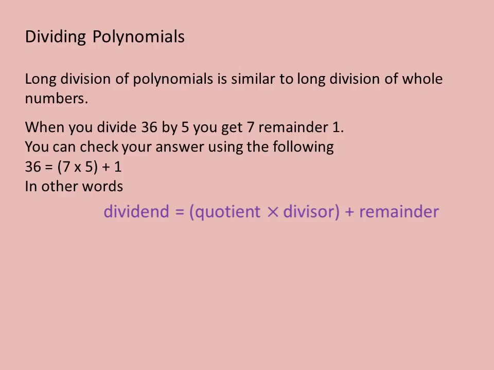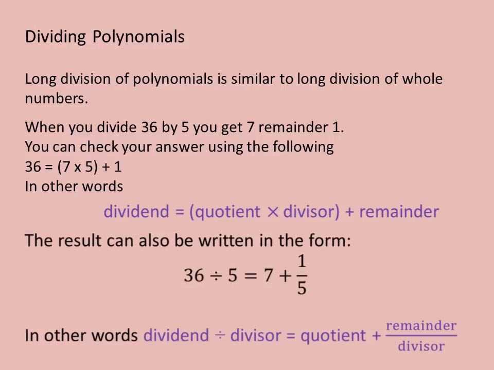You can check your answer using the following. 36 is equal to 7 times 5 plus 1. In other words, the dividend, 36, is equal to the quotient, 7, times the divisor, 5, plus the remainder, 1. The result can also be written in the form 36 divided by 5 is equal to 7 plus 1/5.